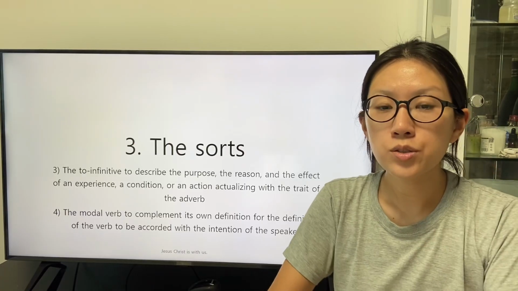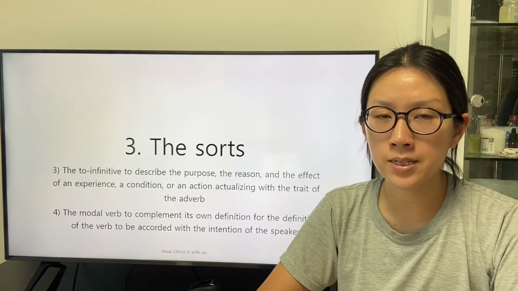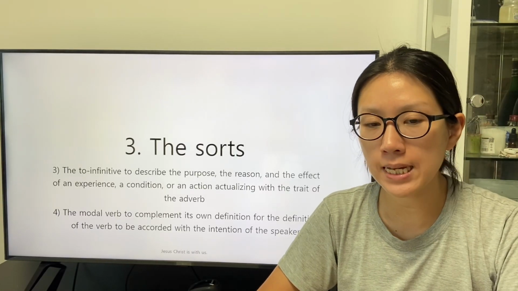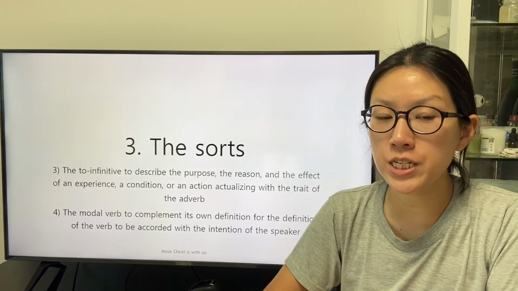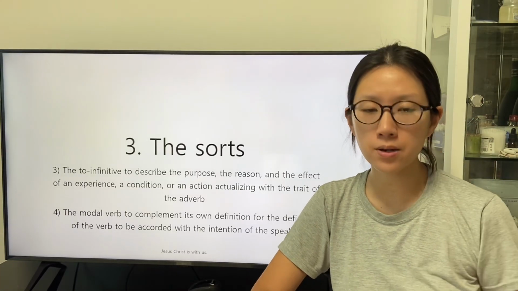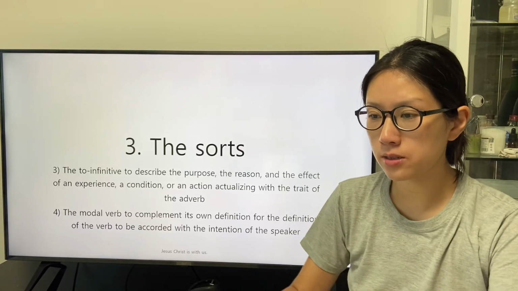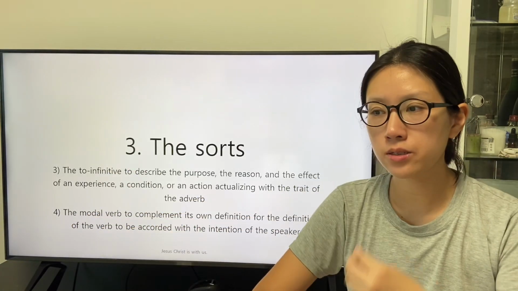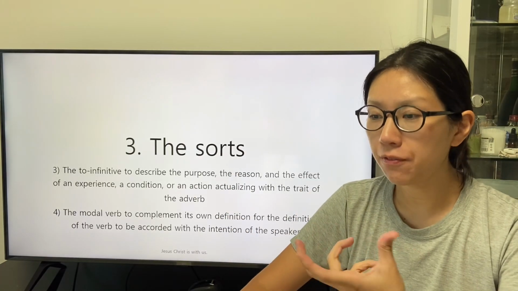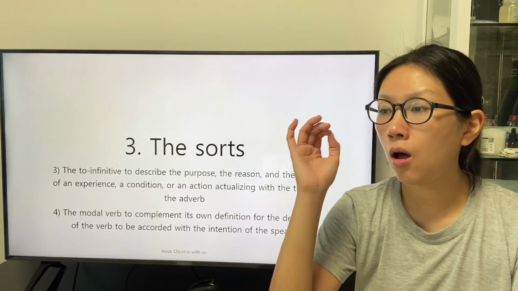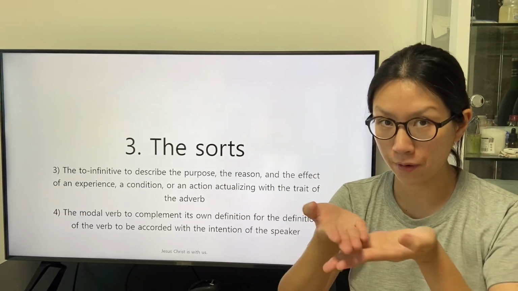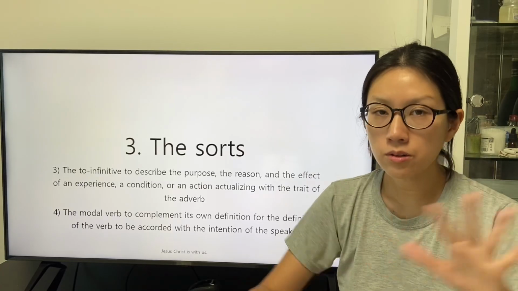The fourth sort of the adverb is a modal verb. The modal verb complements its own definition for the definition of the verb to be accorded with the intention of the speaker. We can understand that the modal verb is also applied to describe a verb so that a modal verb and a verb can form a phrase of a verb in a clause.